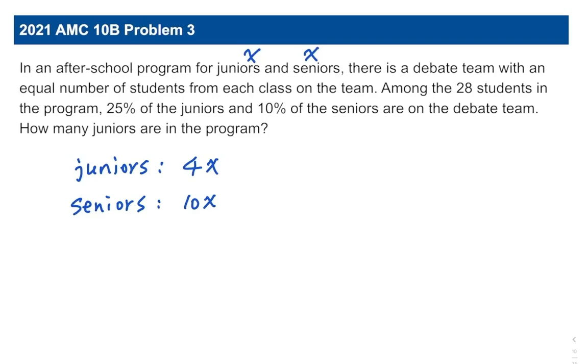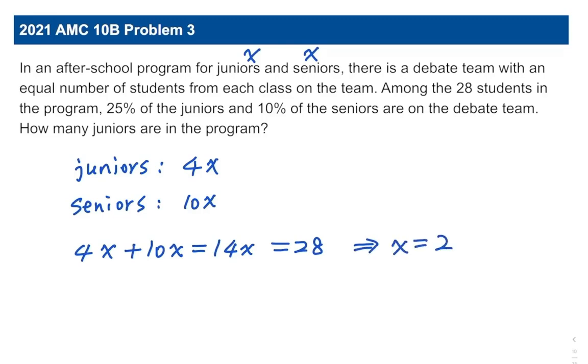The total number of students is 28. So 4x plus 10x equals 14x equals 28. So x equals 2. Now, how many juniors are in the program? That is 4x, which is 8. The answer is 8.